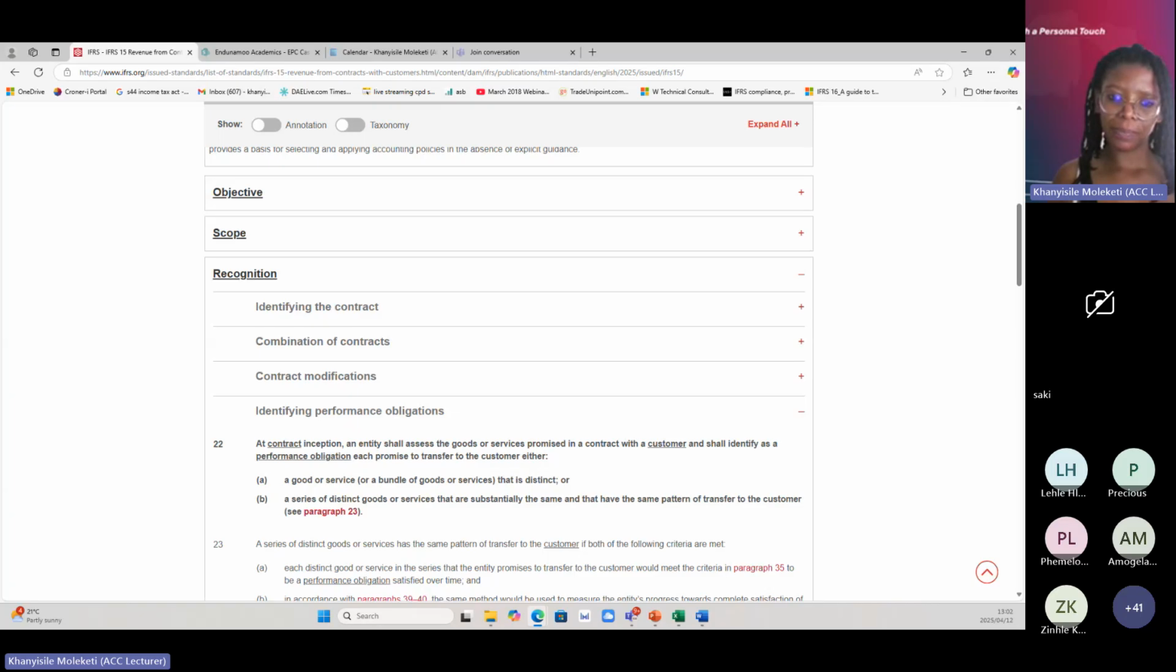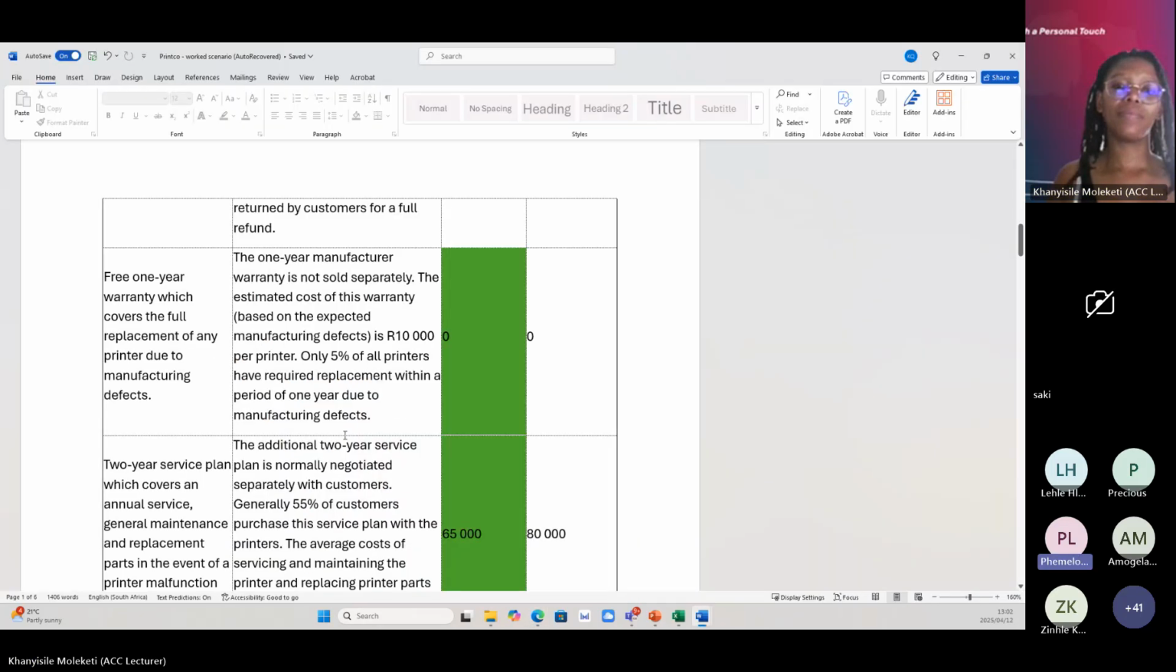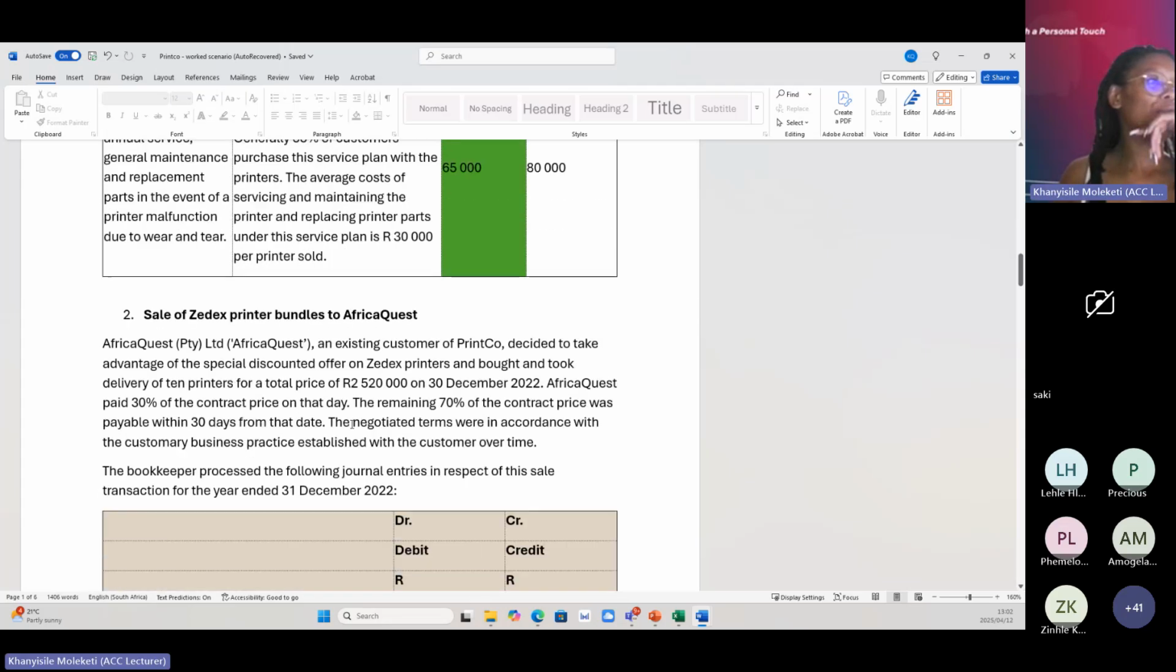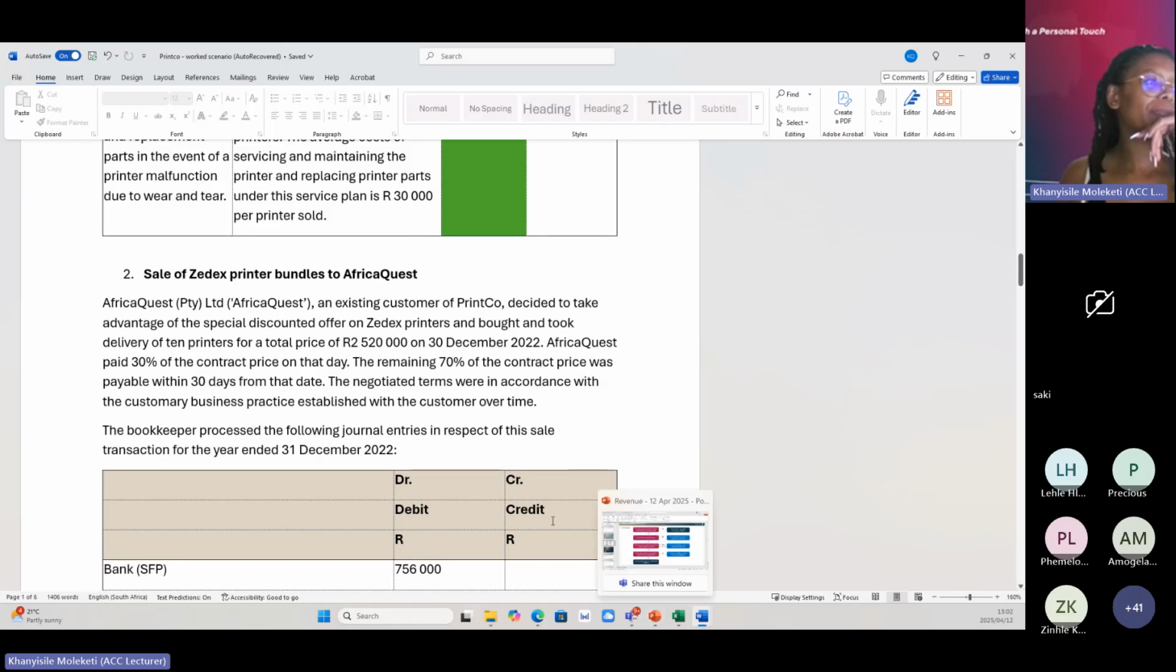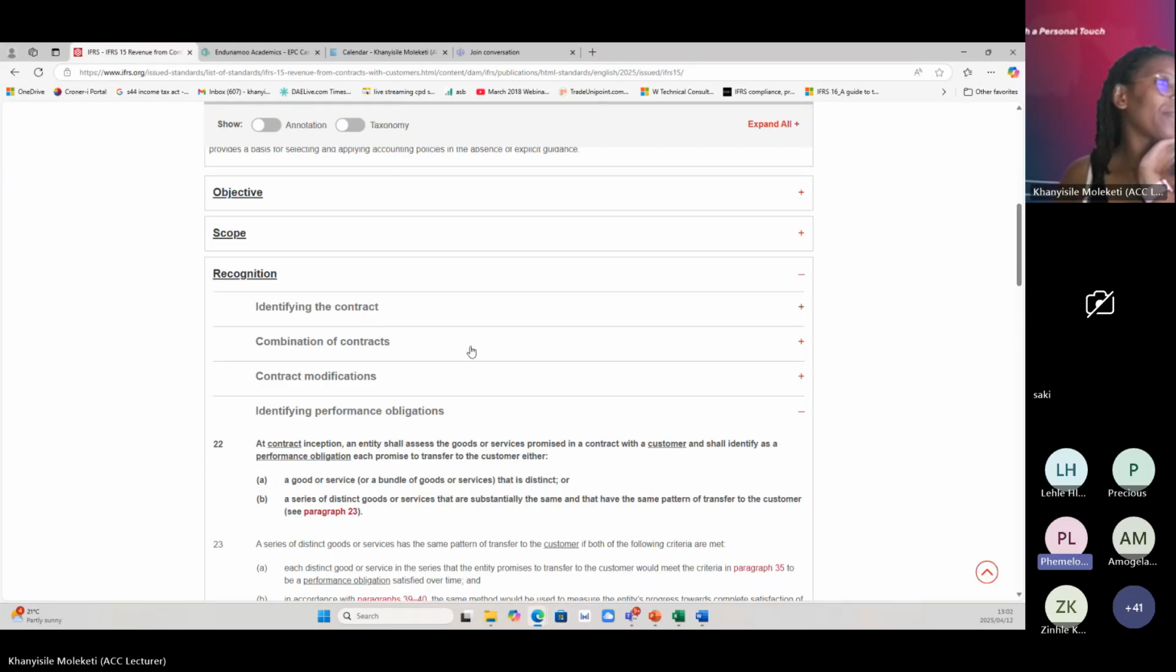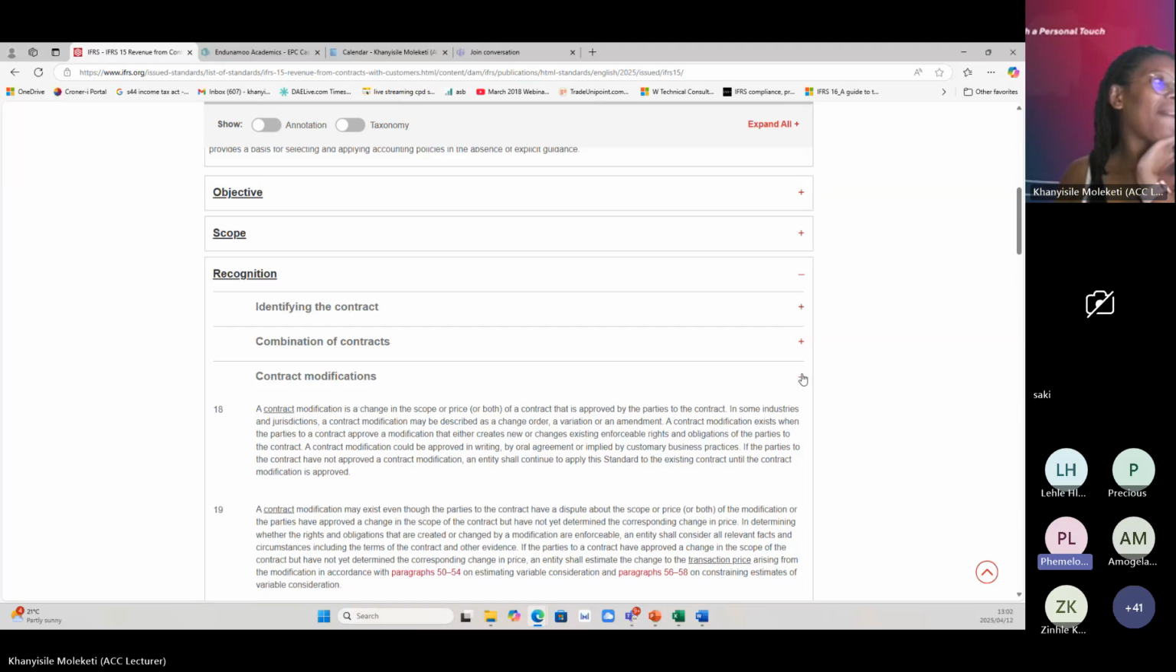Yes, Pamela? Hi, Kanye. Is there a decision tree in the standards for the contract modifications as well? That's a good question. I actually don't know. I actually don't know if it's in the actual standard itself. I mean, it's not in the body. I just don't know if it exists in the examples. I don't think it exists in B. Let me just have a look quickly. I don't actually know. Okay, I was looking for it as well.